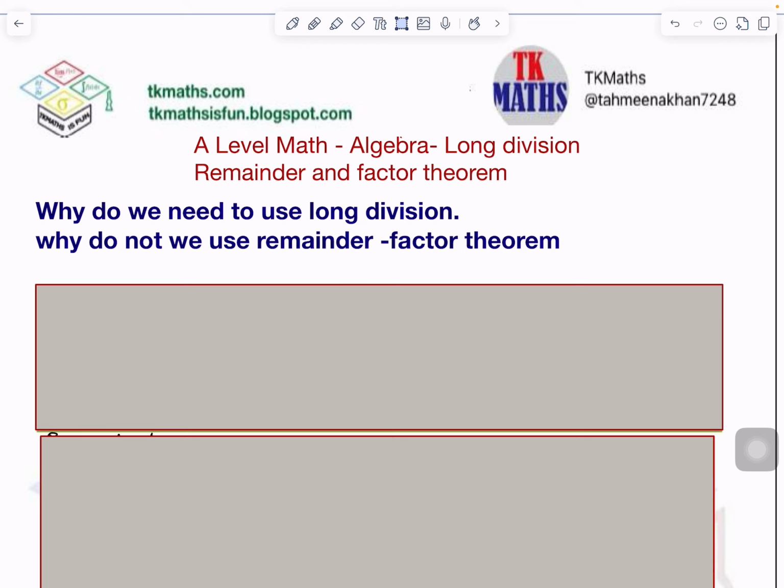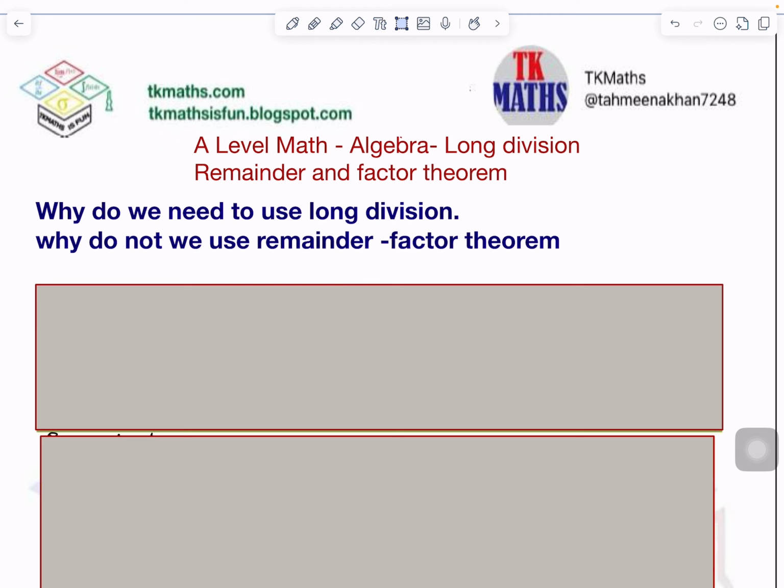In today's video, I will explain why we need to go for long division in certain questions of remainder and factor theorem, and why we cannot use the remainder and factor theorem. This question has been asked 2 or 3 times, so I said let's make this concept clear first. It is a part of the syllabus of A-level mathematics, P3, and the code is 9709.